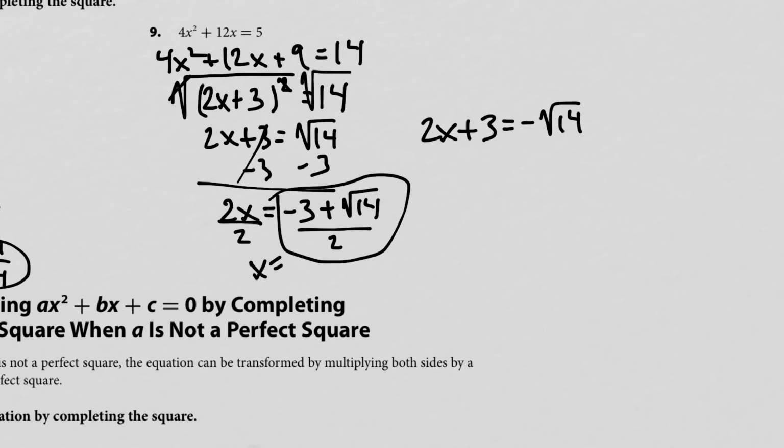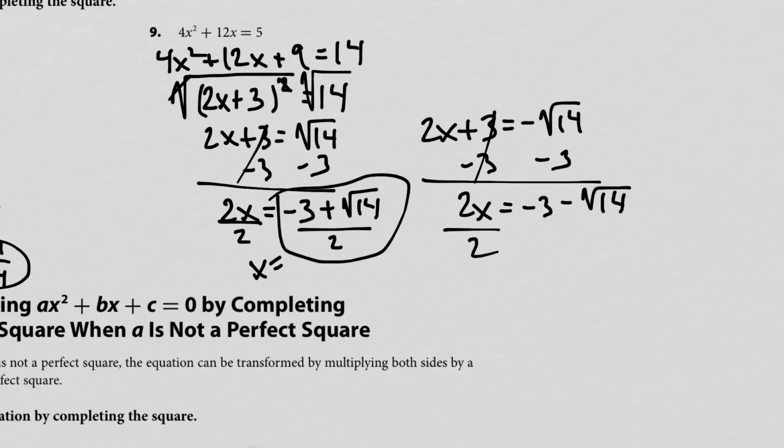Same thing on the right side. I'm going to subtract 3. Once again, don't make the rookie mistake. Negative 14 and negative 3 don't combine because it's radical. Negative radical 14. 2x equals negative 3 minus radical 14. Divide by 2. And there's your solution once again. X equals negative 3 minus radical 14 over 2. If you did not separate them out, then your solution should have been negative 3 plus or minus radical 14 all over 2. Same thing.